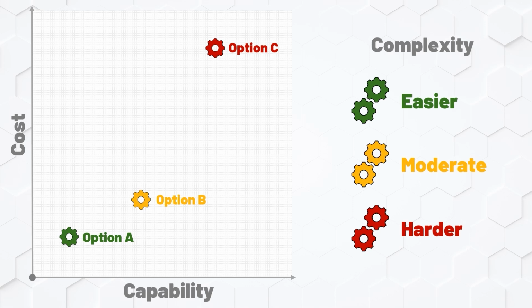Finally, option C is probably a very powerful and industry-leading tool. It has a high cost to go along with its high capability, but it is also probably difficult for most people to learn. However, just because something costs more money doesn't mean it's necessarily better. Let's take a look at another example.